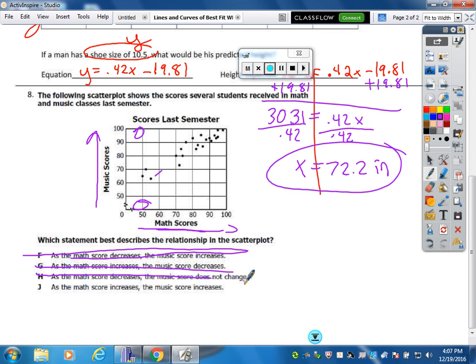And then as the math score increases, the music score increases. That's the one. It has to be because we've already eliminated the rest, but take a look. As we get higher on our math scores, these are also rising. So you've got a positive trend there. And so we found the answer to that one.